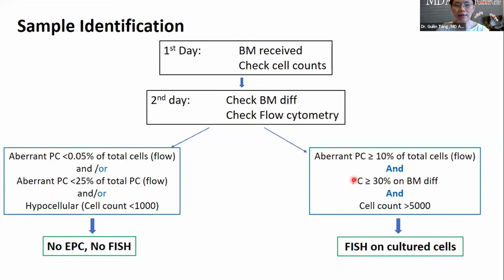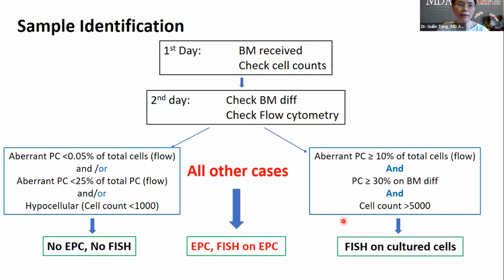And then on the other hand, if you have a higher involvement of plasma cells, for example, more than 10% plasma cells of the total cells by flow or by diff, greater than 30%, or the cell count is high, these are three conditions you have to all meet. Then you just do the FISH on the cultured cells, or you can do it on the smear. Either way is fine. For all other cases, we run the enrichment, and we do the FISH on the enrichment samples.